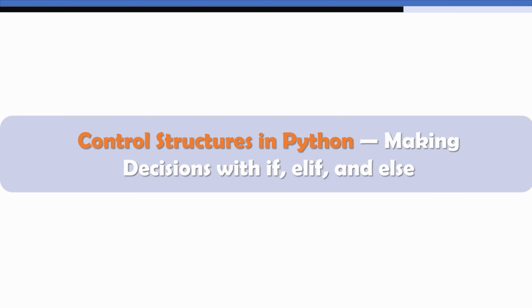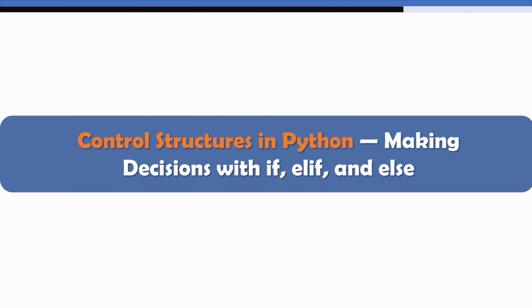Programs often need to make decisions: to do one thing if a condition is true and something else if it's false. So in Python, decision making is done using control structures like if, elif, and else.